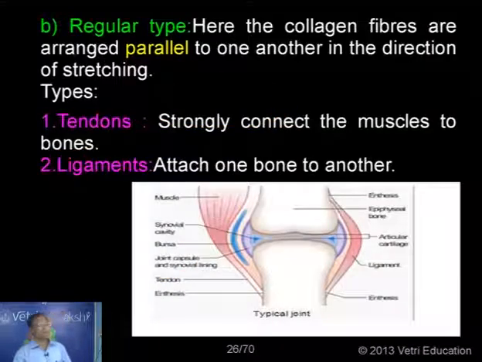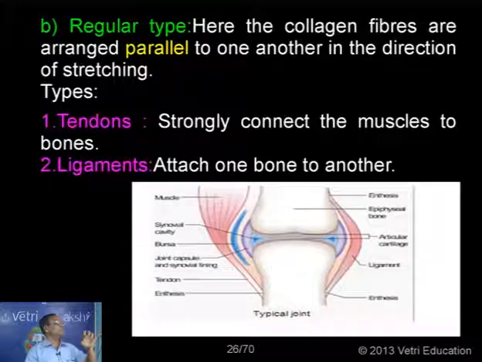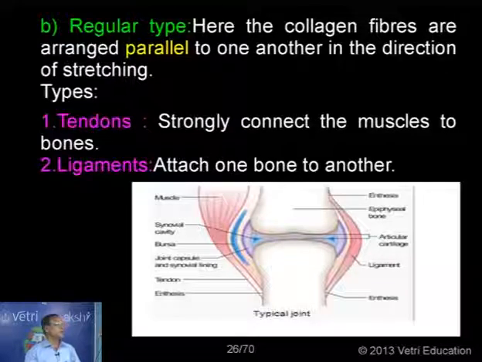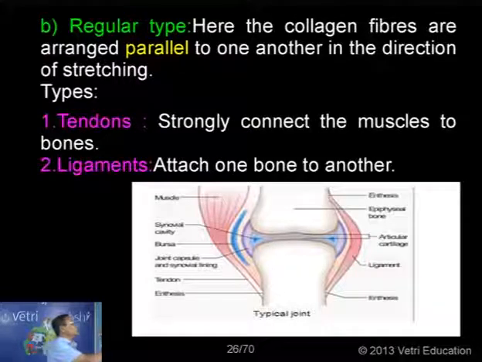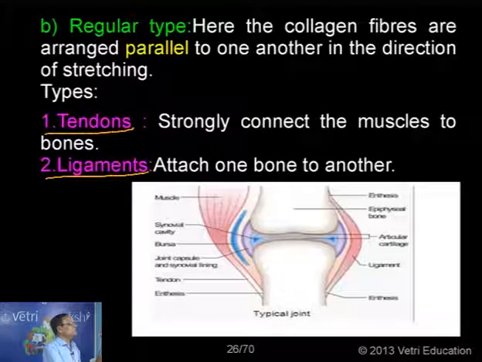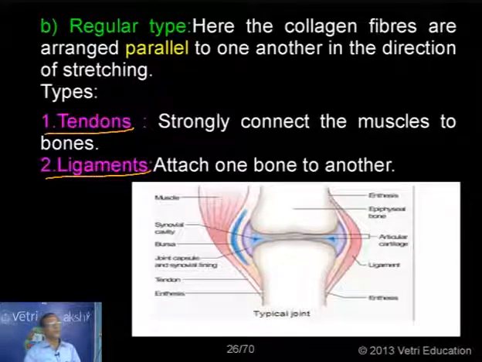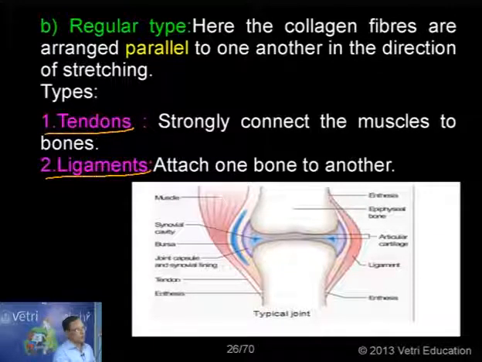Now the regular type. In the regular type, as I mentioned already, collagen fibers are arranged parallel to one another in the direction of stretch, so they are regularly arranged. There are two different types: tendons, a very important question, and also ligaments. What is the difference between tendons and ligaments? Tendons are normally made up of dense fibrous connective tissue, the regular type. A tendon is the one which connects a muscle to a bone.